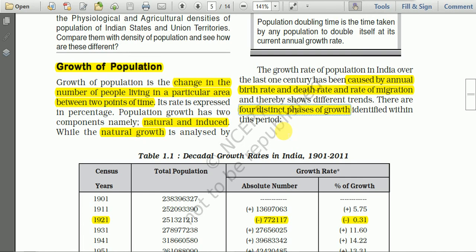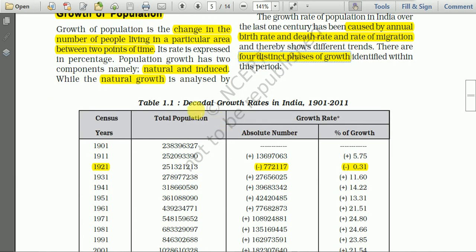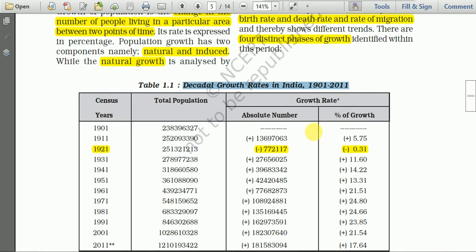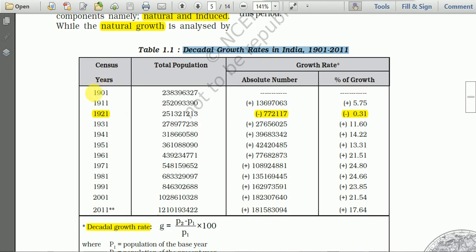Before we discuss those 4 phases of population growth in India, first let us examine table number 1.1, decadal growth rates in India, 1901 to 2011. Here we have the census year, then population, then growth rate, absolute number, and then the rate expressed in percentage. When we examine this table, we find that the decade 1911 to 1921 recorded a negative growth.